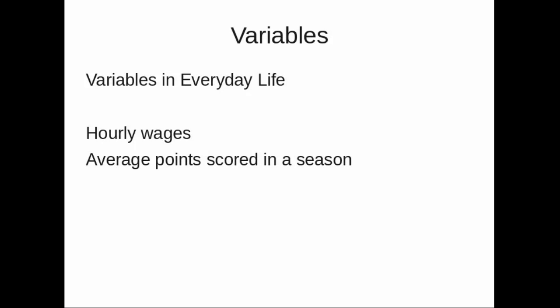Another example is average points scored in a season. So let's say you're playing a sport and you know the exact number of games that you're going to play that season. And you also know the equation on how to get the average score. You know how to calculate it. But what you don't know is how many points you're actually going to score that season. That will be variable from season to season.